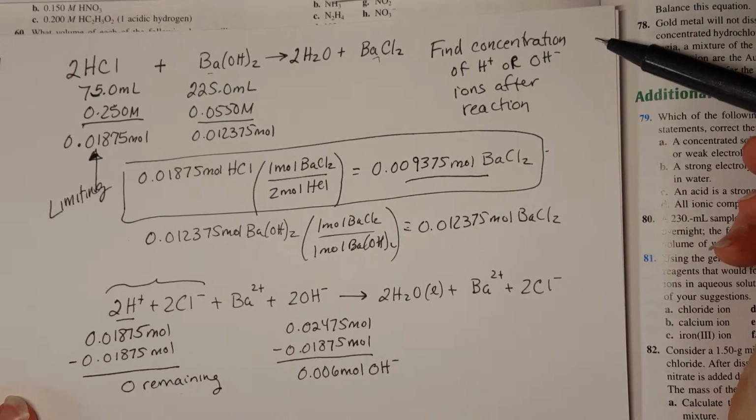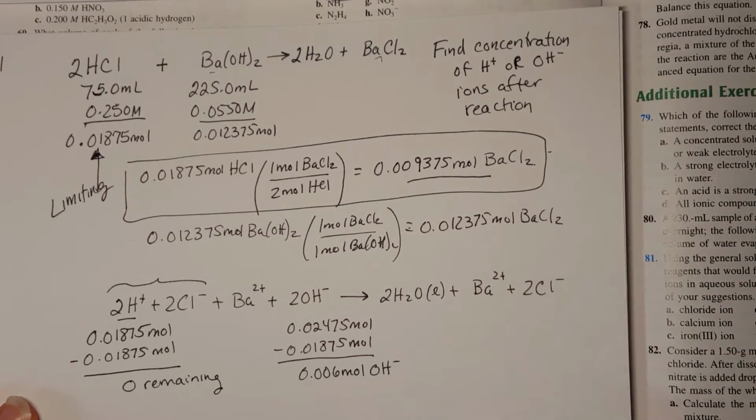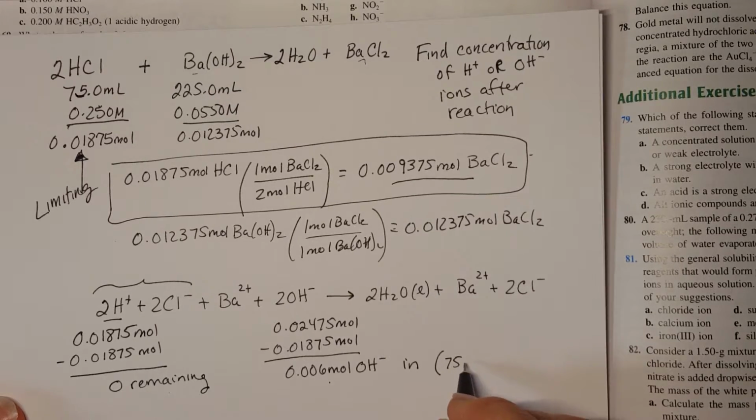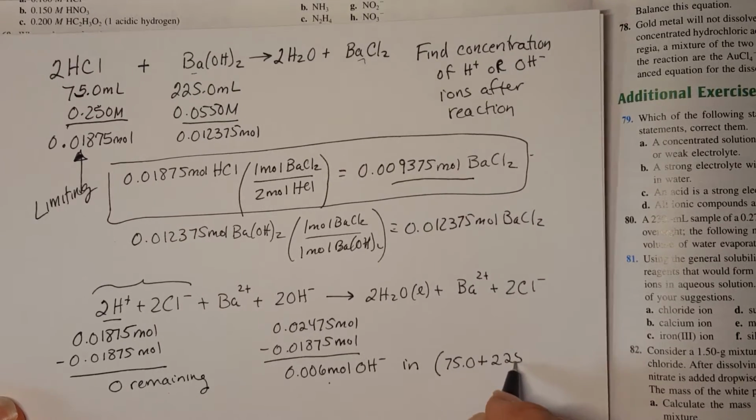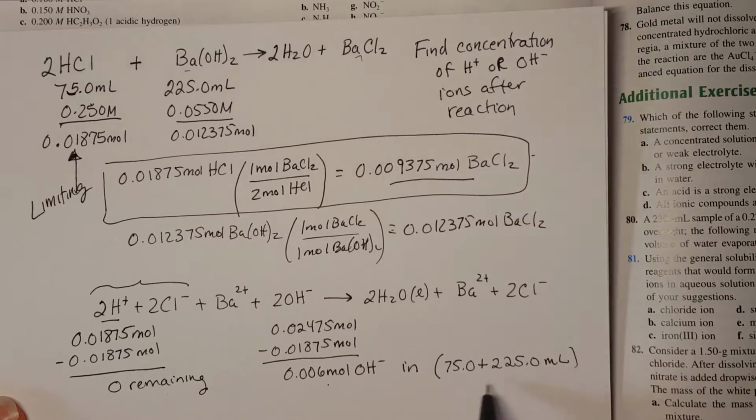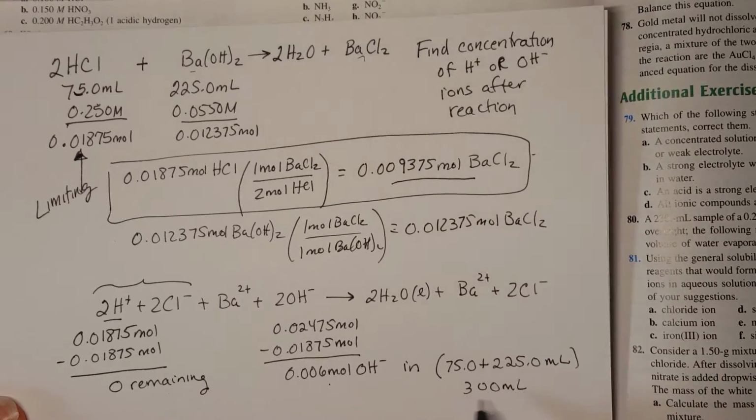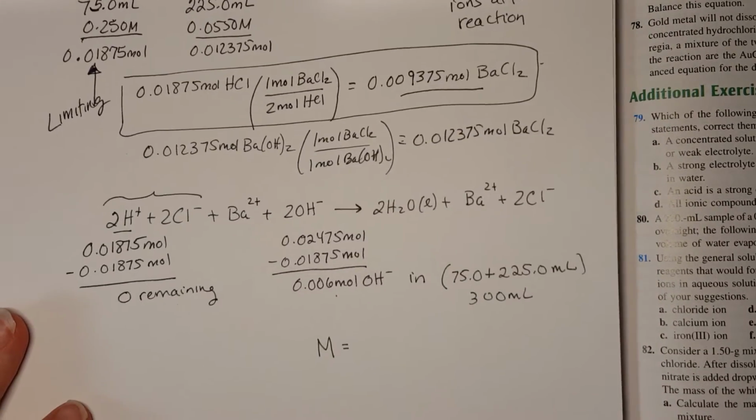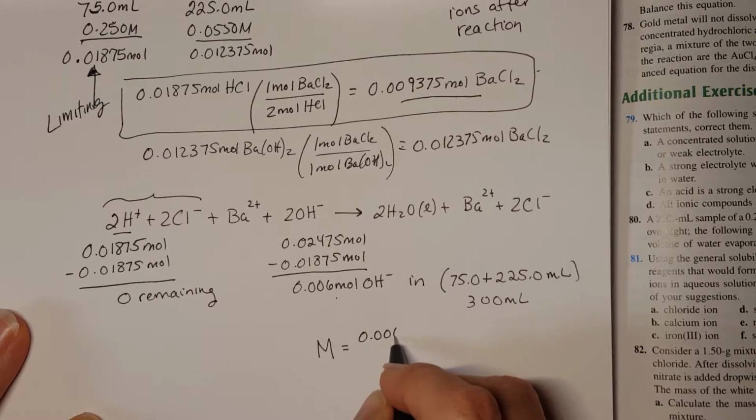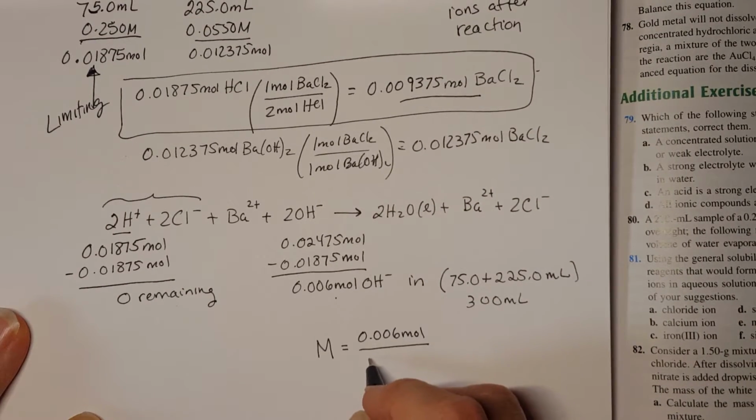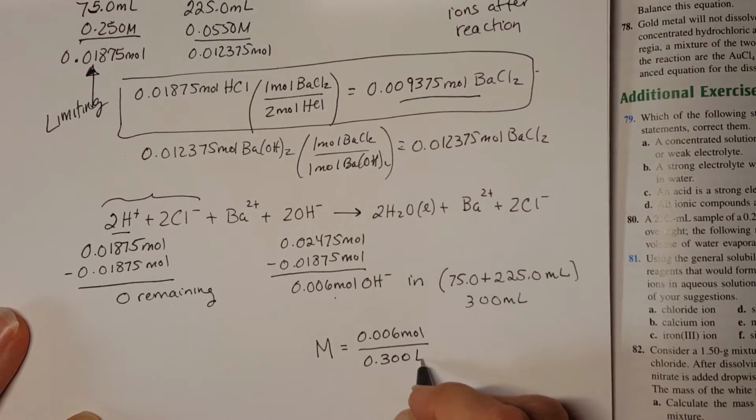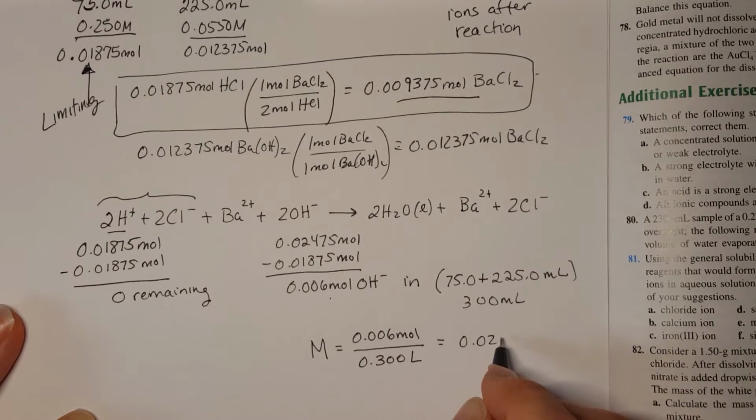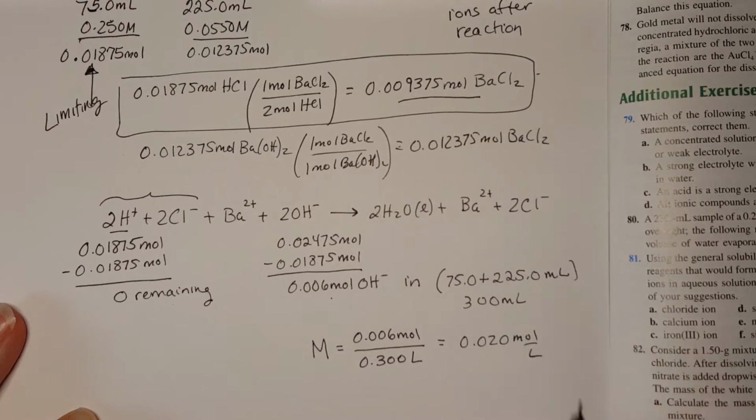But the question is, what's the concentration? So we're going to look at the total volume. We have this many moles of hydroxide in 75 plus 225, so that's 300 milliliters. So the concentration of hydroxide is going to be 0.006 moles divided by 0.300 liters. And when you do that, you should get 0.020 moles per liter.